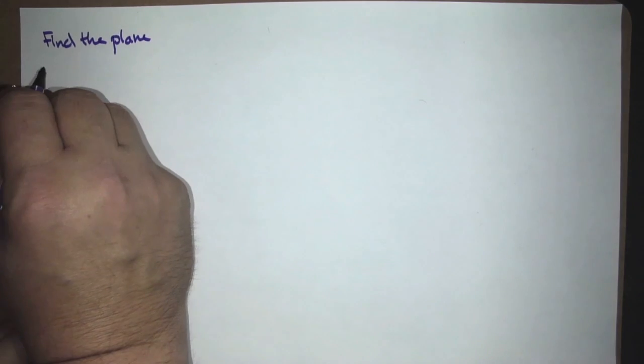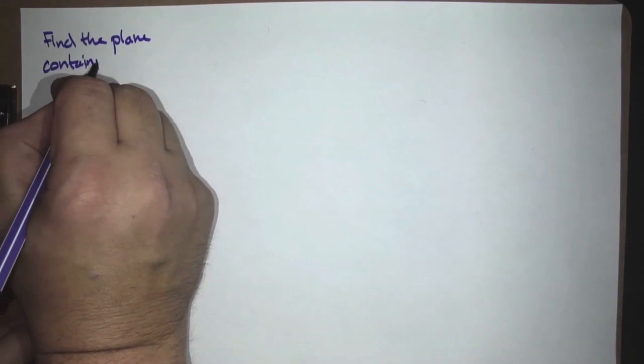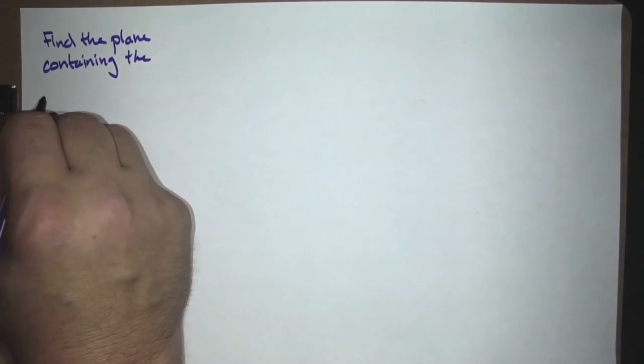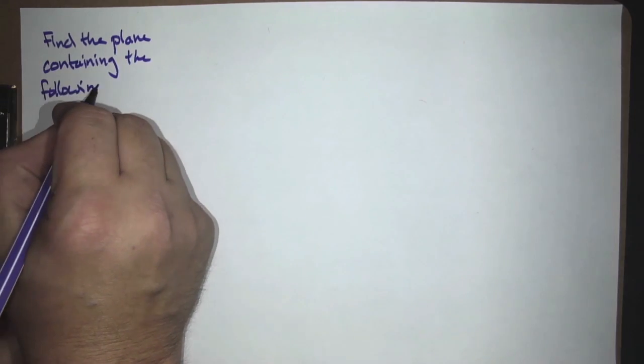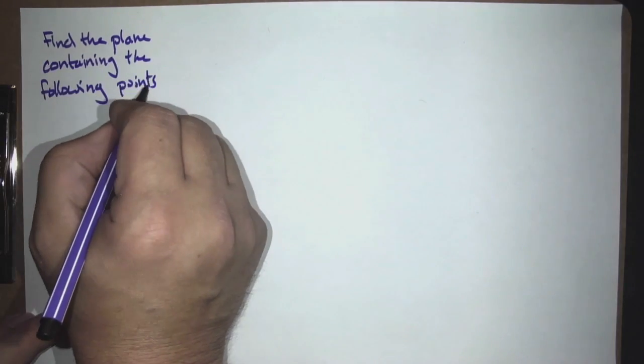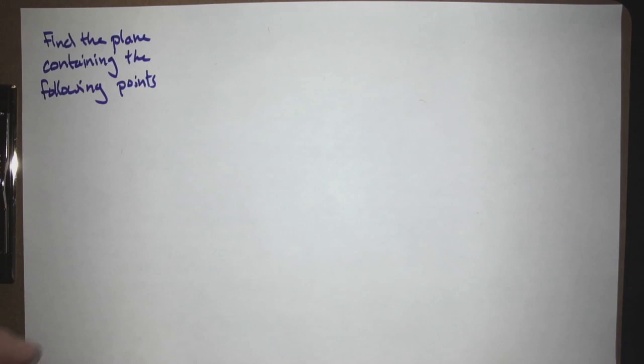Suppose we want to find a plane. Well, let's try this out. How many points do you need to make a line? 2 points. How many points do you need to make a plane? 3 points. Okay. So find the plane containing the following points. And let's be nice to ourselves. Give ourselves reasonable numbers to work with.